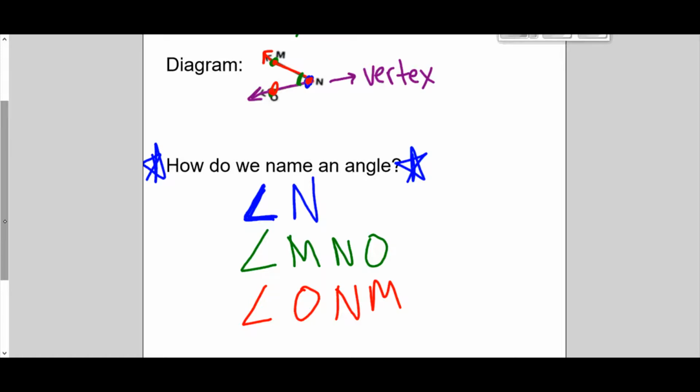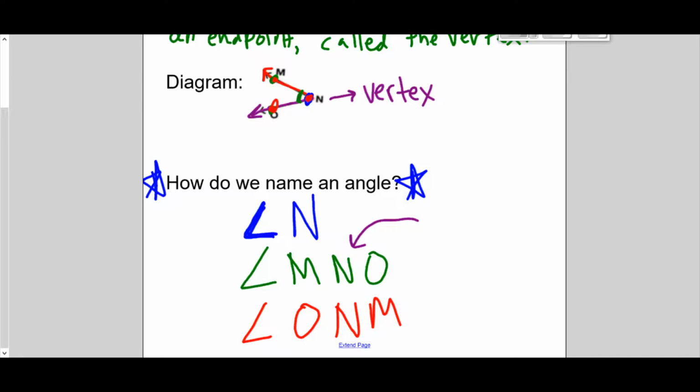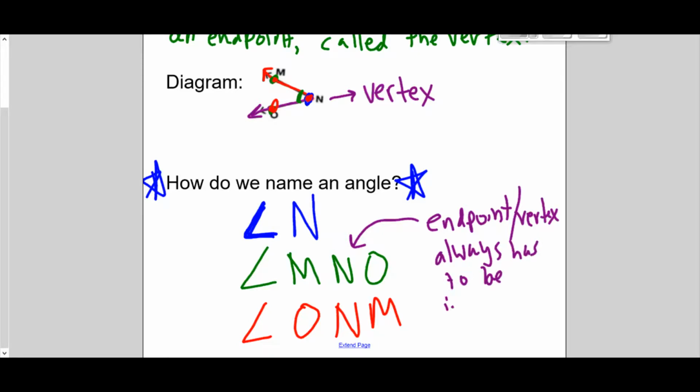Notice I used only capital letters when I named it. And this is very important. The vertex always has to be the middle letter. So the endpoint that those both share, that N, so that endpoint, or what we call the vertex, always has to be the middle letter. So it always has to be in the middle of the other two letters.